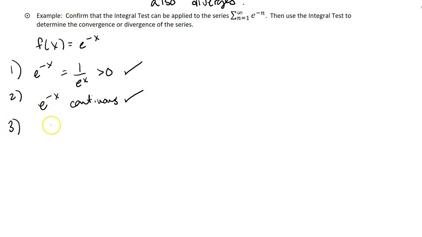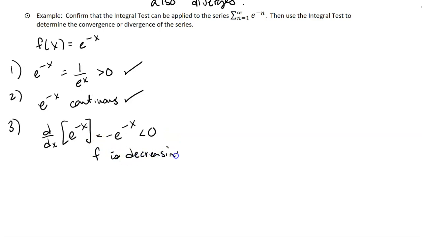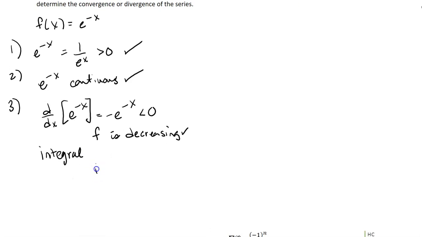And if I want to know if this thing is decreasing, I could take the derivative, which would give me negative e to the negative x with no discontinuities. And since that's less than 0, we can say that f is decreasing. So the integral test applies. So you can use that increasing-decreasing relationship based on the derivative. If it's negative, it's decreasing. If it's positive, it's increasing. So the integral test applies.